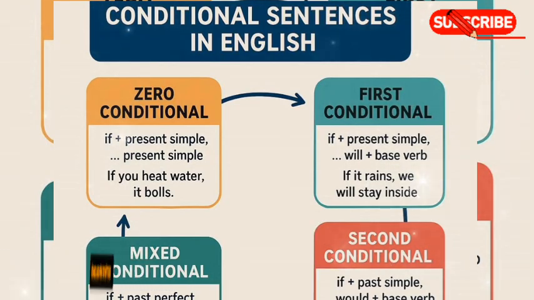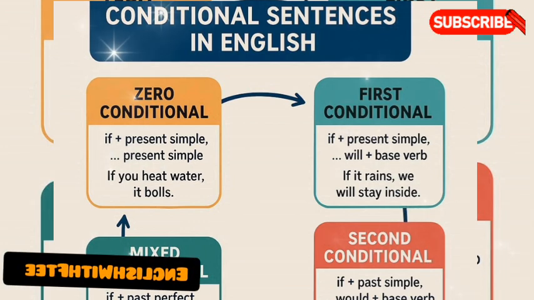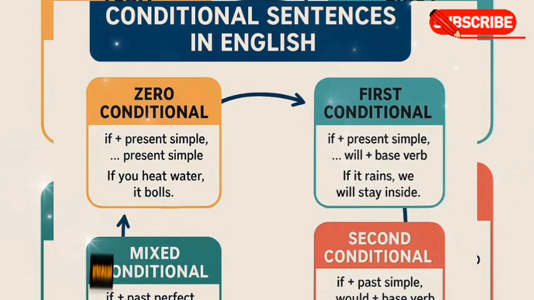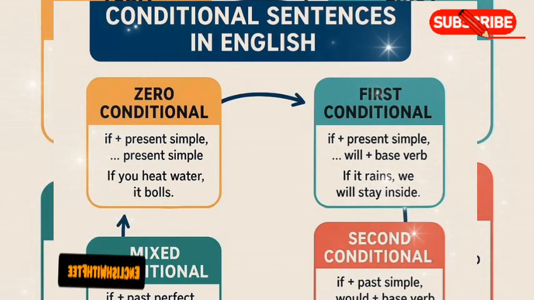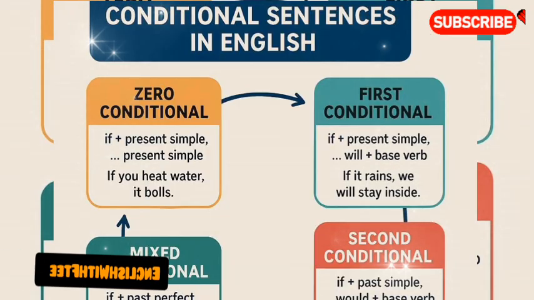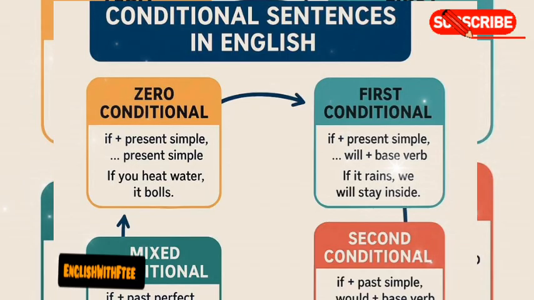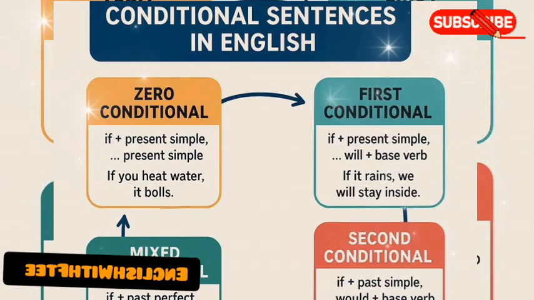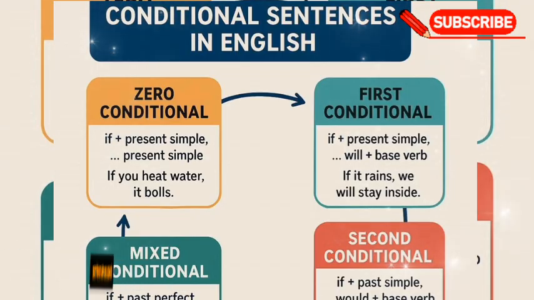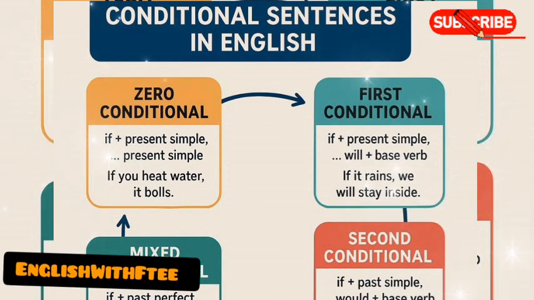Third conditional sentences. The third conditional is a type of conditional sentence that uses the past perfect tense in the condition and the conditional perfect tense in the result. We use the third conditional to talk about past hypothetical situations and their consequences. Things that didn't happen in the past, and what could have happened if they had. Regrets and what could have been done differently.